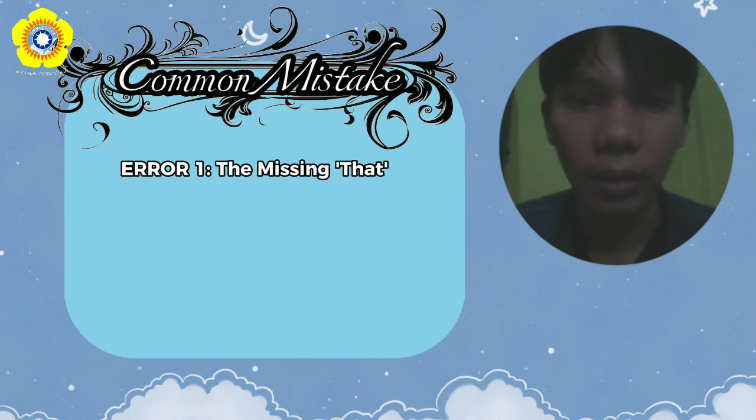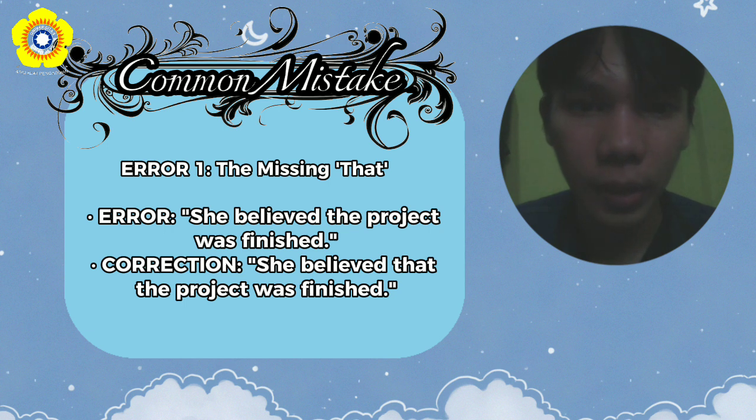Error 1. The missing that. The first error is omitting the word that when it's necessary for clarity. This often happens when the noun clause is the object of the sentence. Like for example, she believed the project was finished. The project, is it the object of belief or the start of the clause? For the correction, she believed that the project was finished.